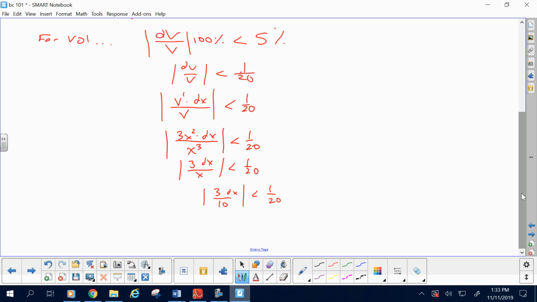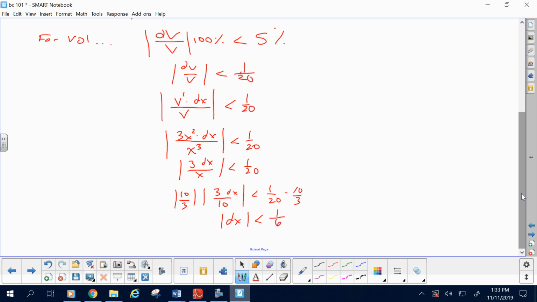Now, in order to get the error less than 5% in the calculation of the volume, I would have to get the measurement of the side pretty accurate. How accurate? That's the dx, and can I multiply both sides by 10/3? And if it's an absolute value or if it's positive, I'm good to go as far as not switching the inequality. So dx is 1/6.